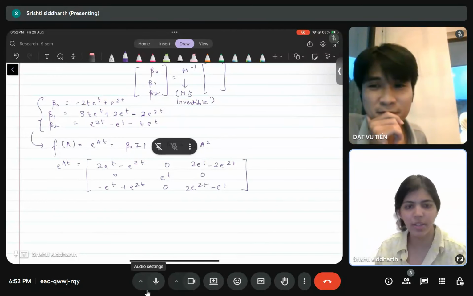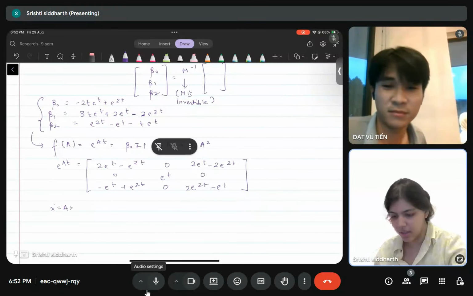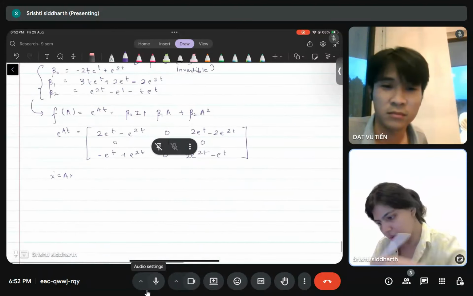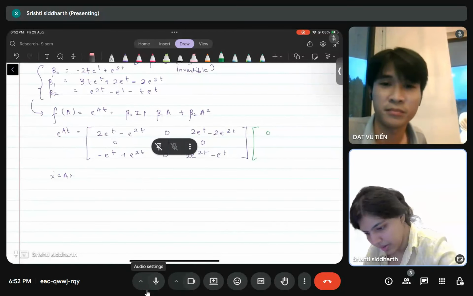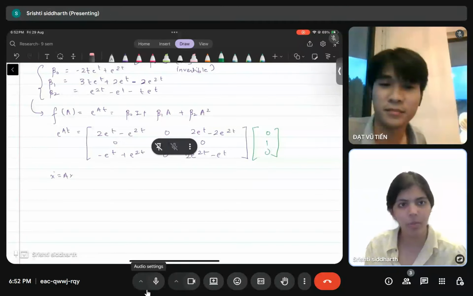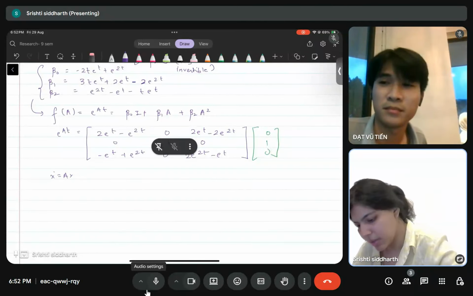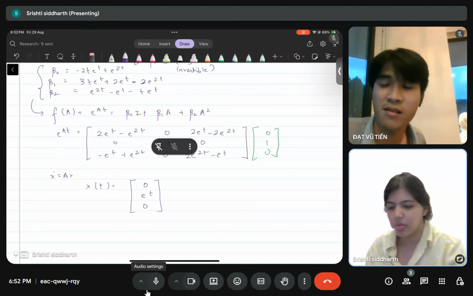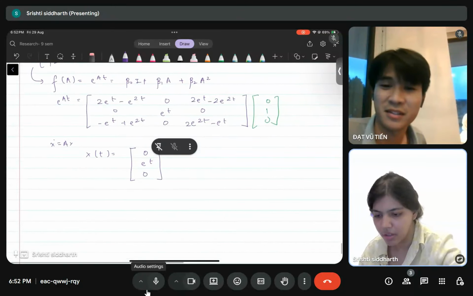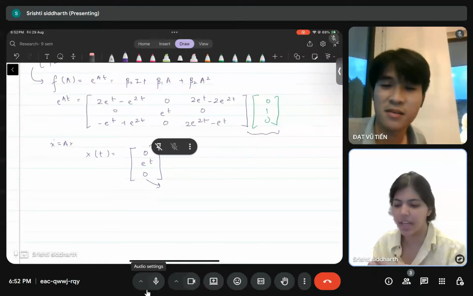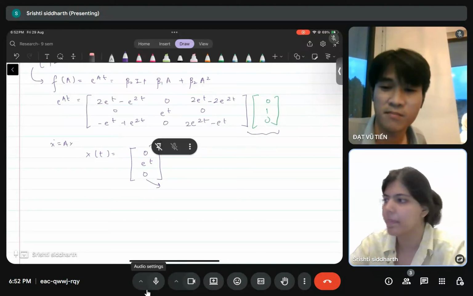And now if we want to find the solution of x dot equals Ax, we already know the initial condition was 0, 1, 0. So we multiply this, which means we are selecting the second column of this matrix. So x of t is 0, e to the power t, 0. If you start from this initial condition, the first two states remain at the initial condition, but the second state just grows in time.